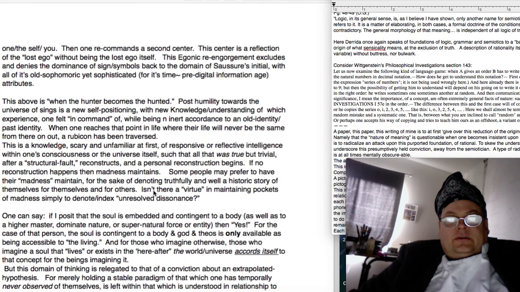Then one recommands a second center. The center is a reflection of the lost ego without being the lost ego itself. The egonic re-engorgement excludes and denies the dominance of sign symbols back to the domain of Saussure's initial with all of its old sophomoric yet sophisticated-for-its-time pre-digital information age attributes.